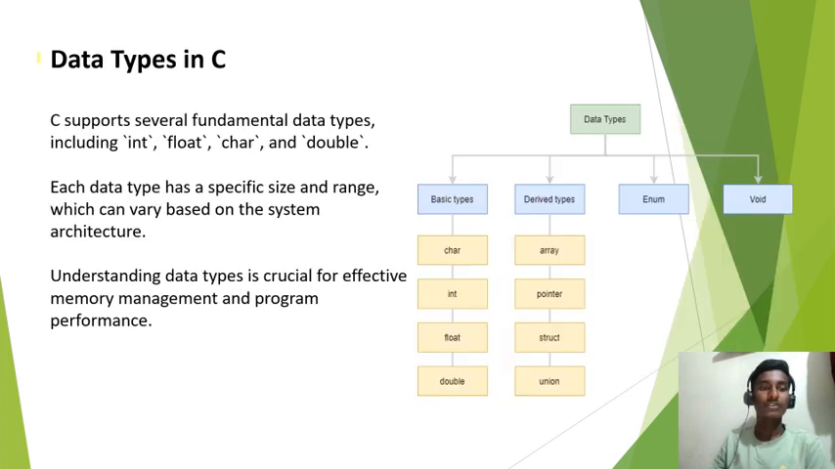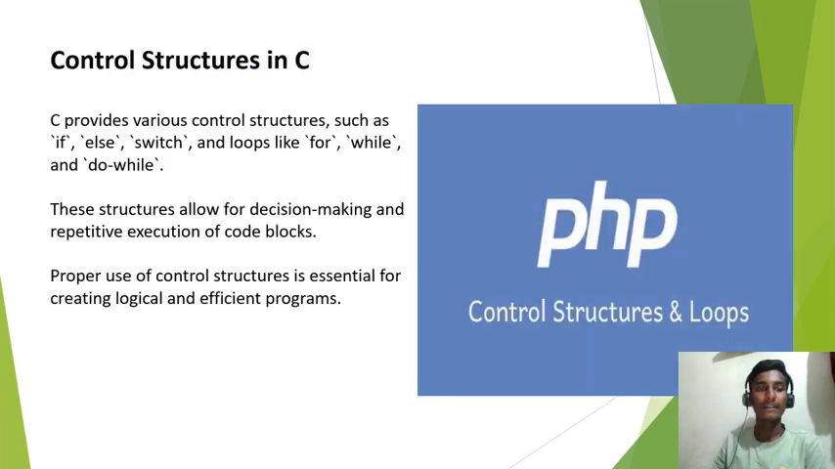Data types in C. C supports several fundamental data types including int, float, char, and double. Each data type has a specific size and range which can vary based on the system architecture. The specific size of int is 2 bytes, float is 4 bytes, char is 1 byte, and double is 8 bytes. Understanding data types is crucial for effective memory management and program performance.